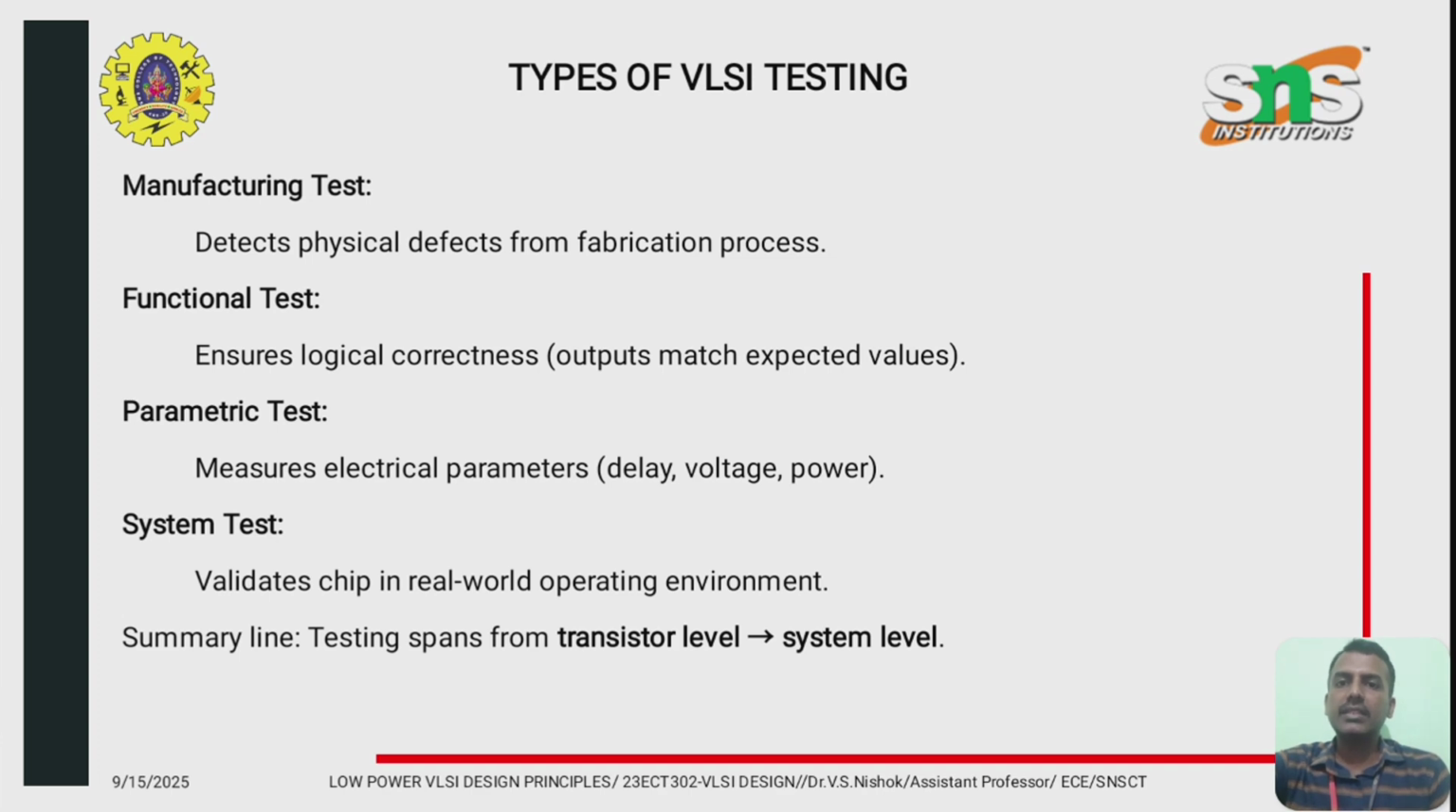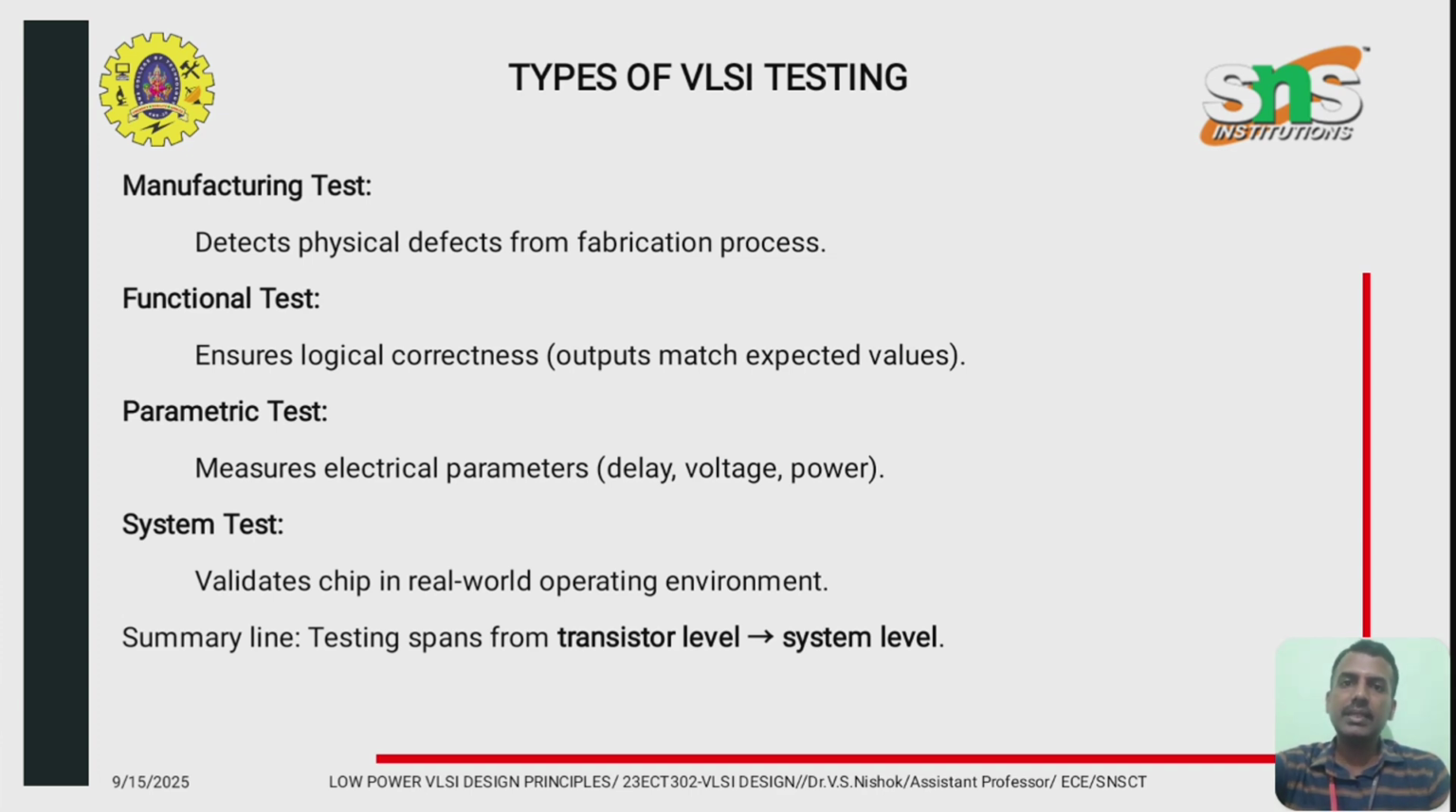Types of VLSI testing. As mentioned in the previous slide, we need to go in depth for testing. Based on the output, or based on the components, or based on the connectivity, everywhere we need to test. That will be classified as manufacturing test, functional test, parametric test and system test. Manufacturing test represents finding out the defects from the fabrication process itself. So that is called manufacturing test.